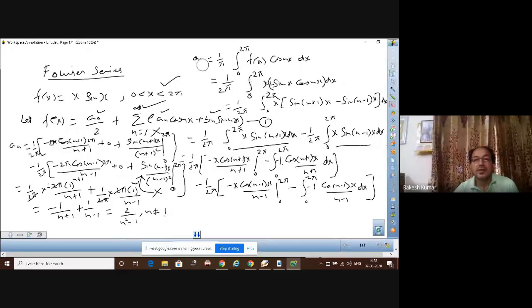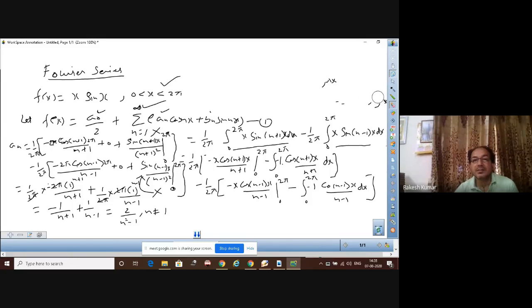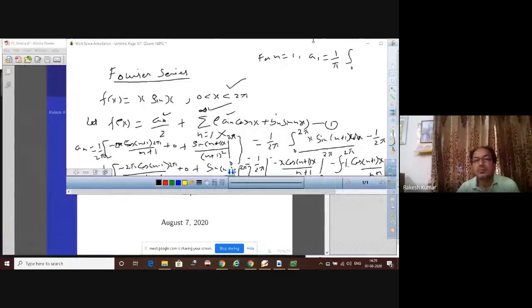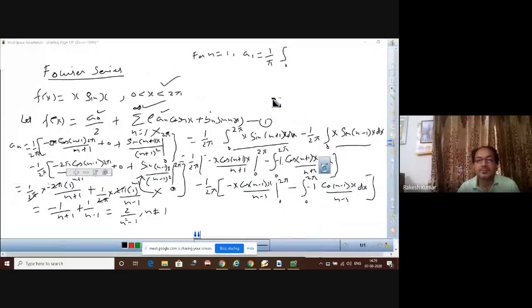So for this, we have to find out the value for the particular case n equal to 1. Let us find out here. For n equal to 1, what will you get? You will get a1 equals 1 upon pi, integral from 0 to 2 pi, and the function is x sin x, and there should be cos nx, but in place of n we are taking 1, so that will be cos x dx.